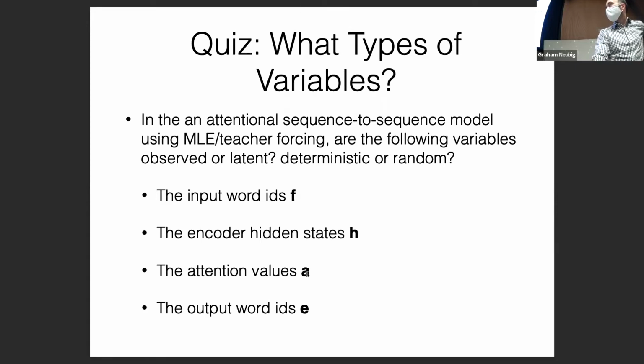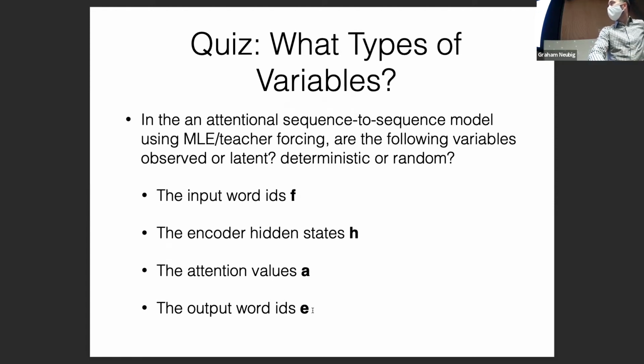And the output word IDs, what about these ones? Any ideas? Yeah, they're probabilistic, so we could treat them as random variables. And what about observed or latent? Yeah, observed, or another way you could think of them is observed at training time, but not observed at test time. But they're observed at training time, so you would normally call them observed variables, I guess, and then you might want to infer them later.